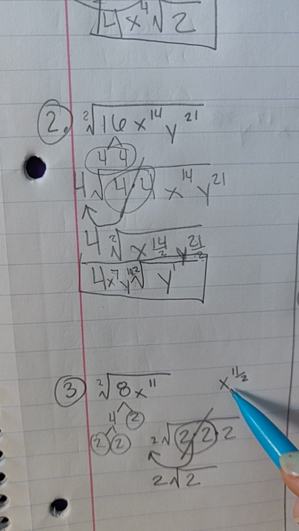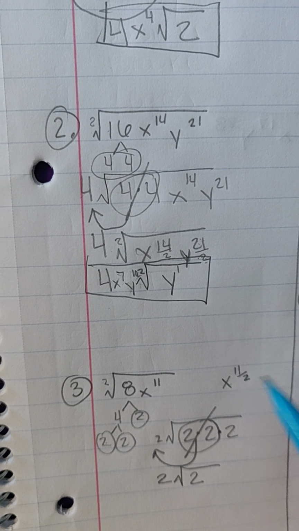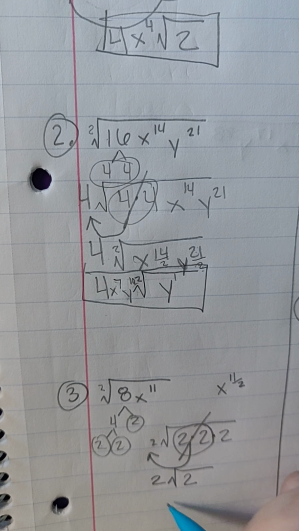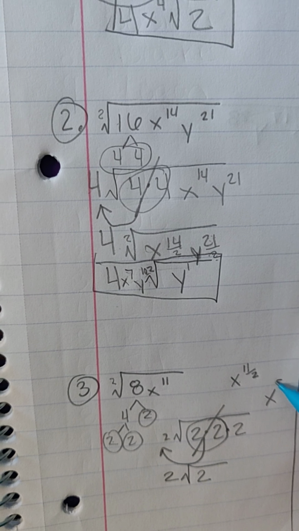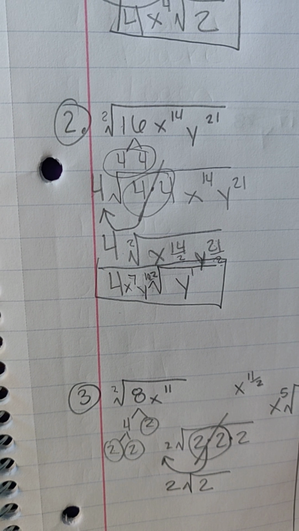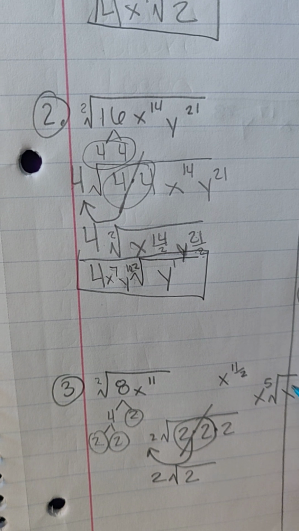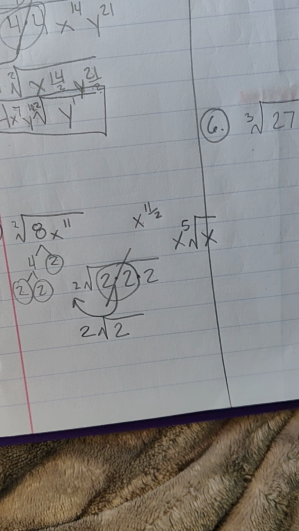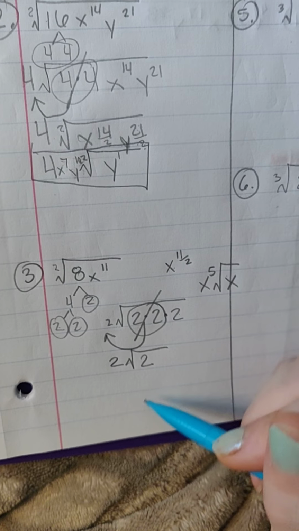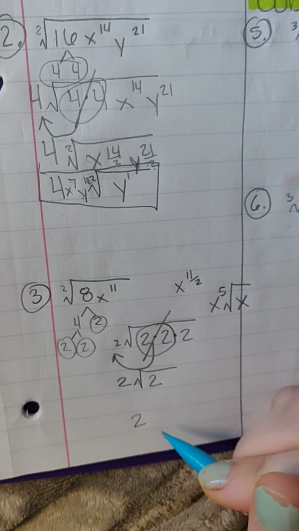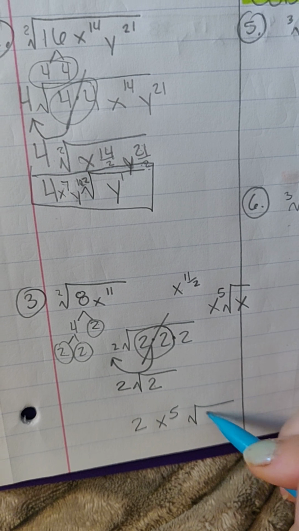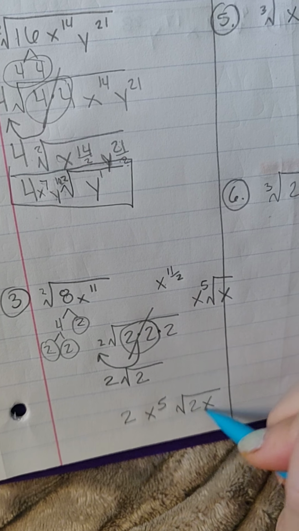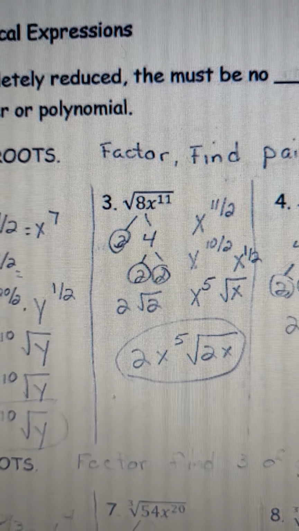So then, yes, 10 divided by 2 gives me 5. So I can do x to the 5th root x. So then if I just combine them, I've got 2 x to the 5th square root 2 from here and x from here. So if we look at that, that's the same as what Miss Bayer has.